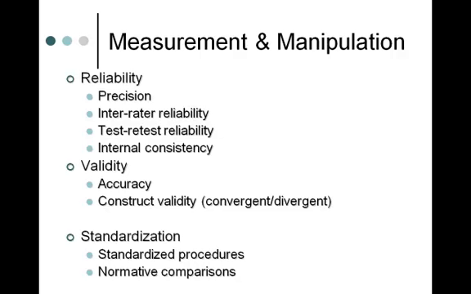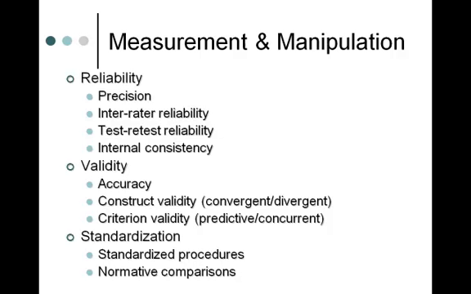Right. So if I create a new measure of depression, it should correlate. Somebody takes my test, and then they take the Beck Depression Inventory. The scores on those two tests should correlate, right? But then if they took an IQ test, the scores on my depression test shouldn't correlate with IQ scores, right? Those things aren't conceptually related, so they should diverge.